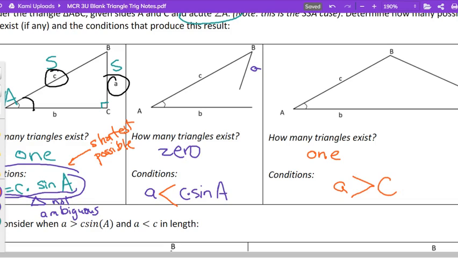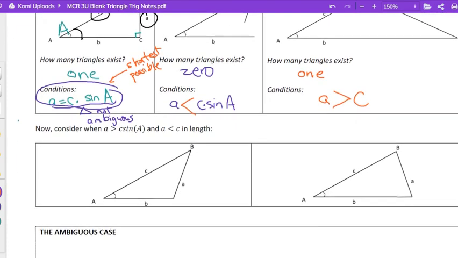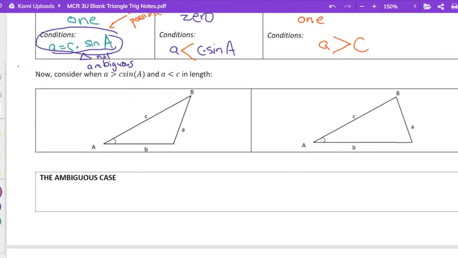So we're going to get to the middle ground. All of these three situations are non-ambiguous. Two of them give one triangle, one of them gives zero triangles. So what is left over? What have we not talked about yet? Now we're going to consider when A is greater than C sine A. Right here we talked about less than. Well, what if it's bigger than this minimum?